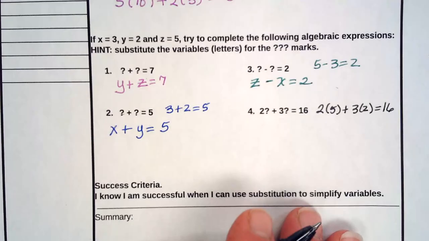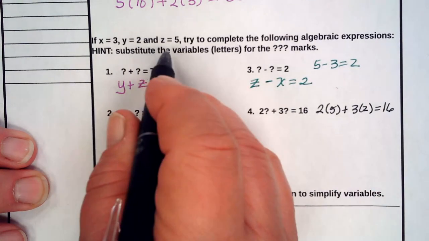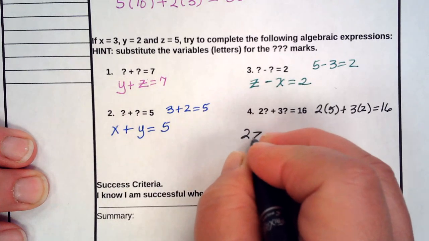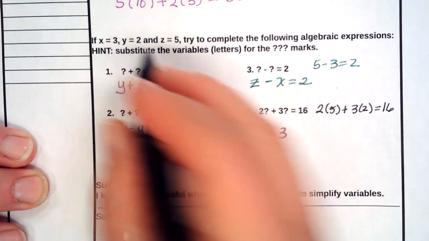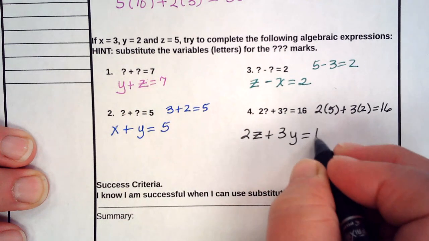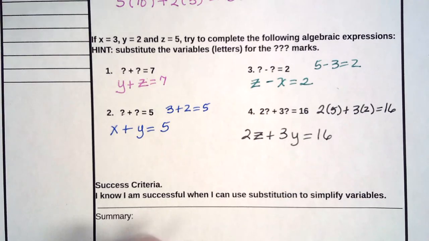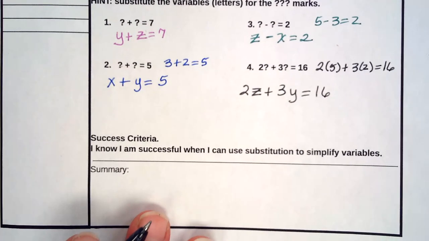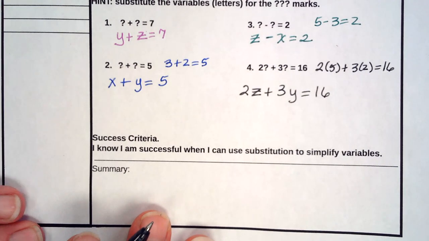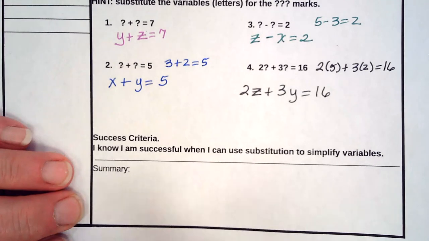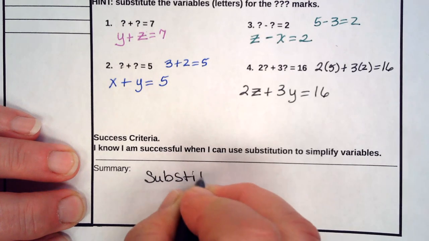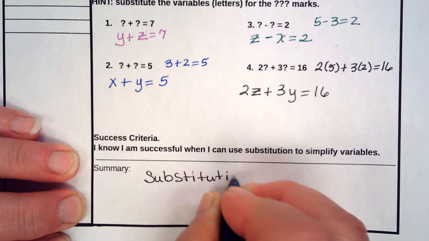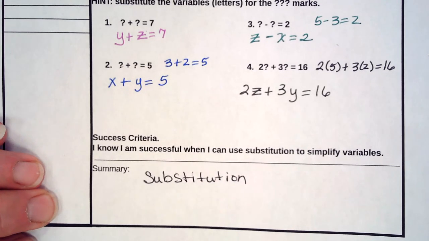So let's substitute in. 5 is z, so 2z plus 3, 2 is y, is equal to 16. So that's just thinking a little bit different, using our brain to back up. I know I'm successful when I can use substitution to simplify variables. This is substitution.